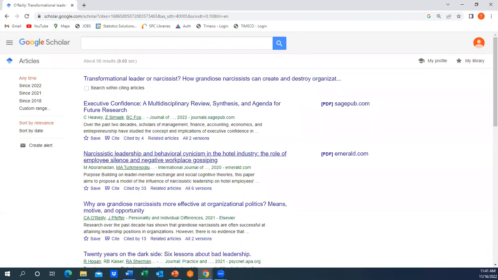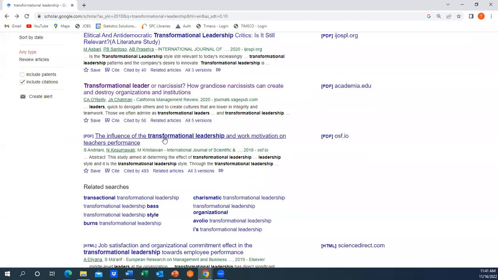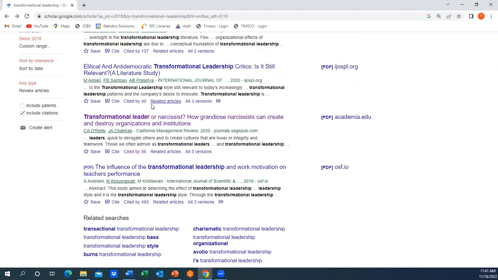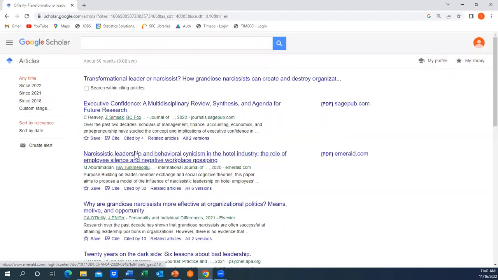But this is also helpful if, say, your chair says, oh, this citation's out of date. It's 2015. You need something newer. Once you use the cited by, you can find more recent articles that have cited that one. And so you may be able to substitute the older article with the newer one that you can find by the cited by function.